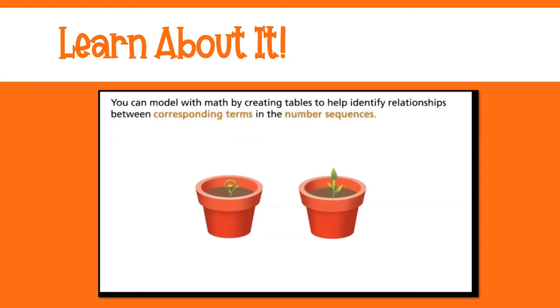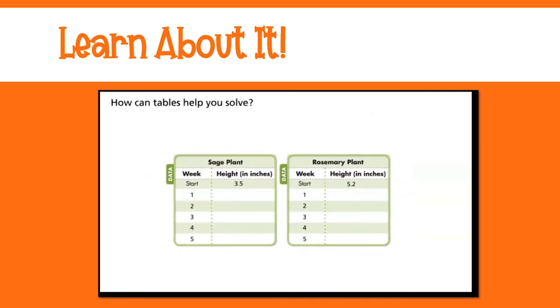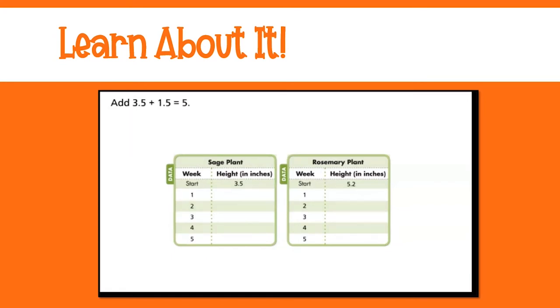You can model with math by creating tables to help identify relationships between corresponding terms in the number sequences. How can tables help you solve? Tables make it easier to compare the heights of the plants after each week and to see relationships. How can you find the height of Lindsay's sage plant after 1 week? Add 3 5/10 plus 1 5/10 equals 5.